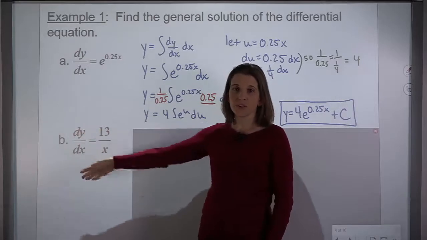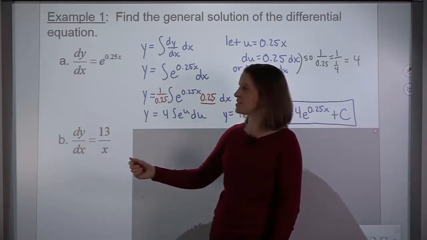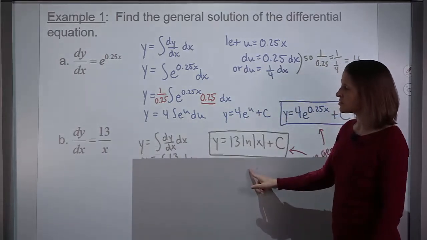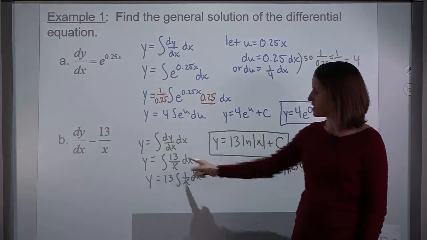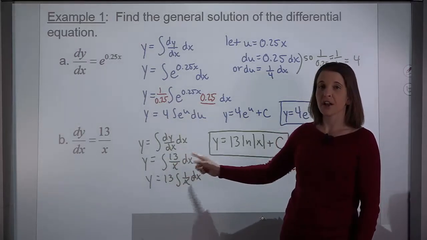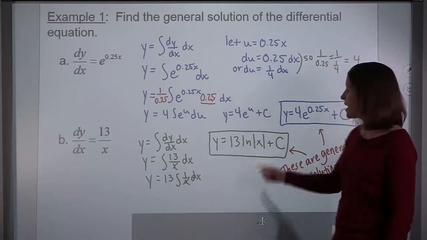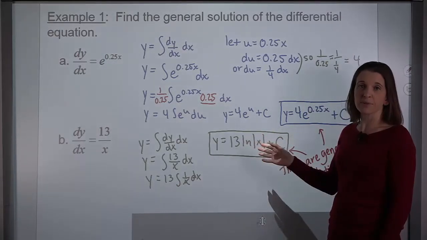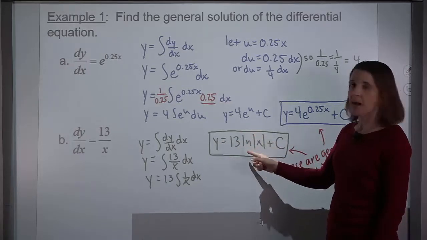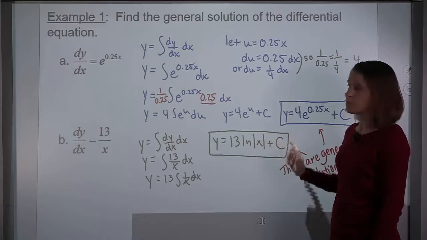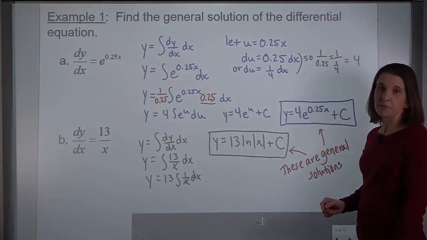So if you know the derivative is 13 over x, we're asking what was the original function. That's exactly what we did previously. So we will integrate to undo the derivative, and that means we are simply integrating 13 over x dx. The 13 is a constant that could come out in front, and the antiderivative of 1 over x is ln of the absolute value of x. So we have y equals, the 13 is a constant that stays, the ln of absolute value of x, and then plus c.